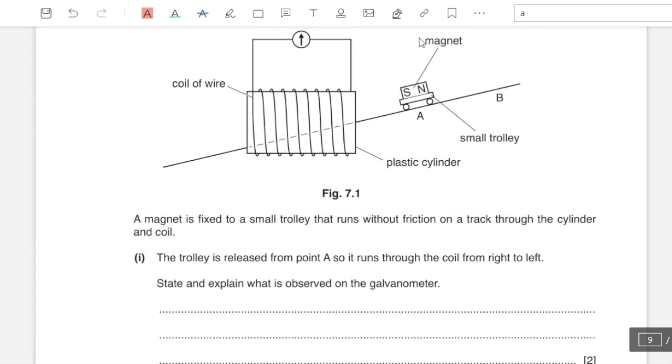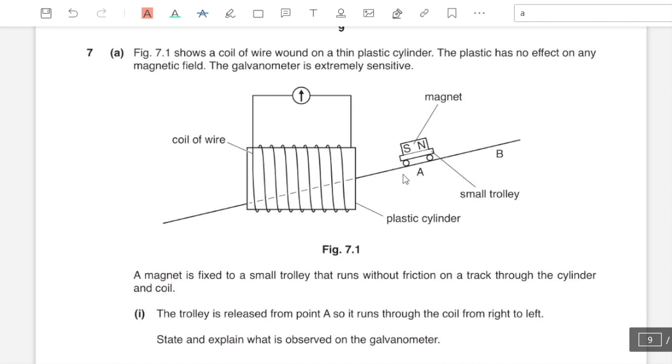Alright, so this magnet has a magnetic field around it, and once that field is cut by these turns of the coil, it induces an EMF in the coil, and that is detected by the galvanometer. But here the magnet is going to be moving through the coil, and this question is going to be using Lenz's law. According to Lenz's law, an induced current, which is induced when the magnetic field lines of this magnet are cut by the coil, always flows in a direction such that it opposes the change producing it.